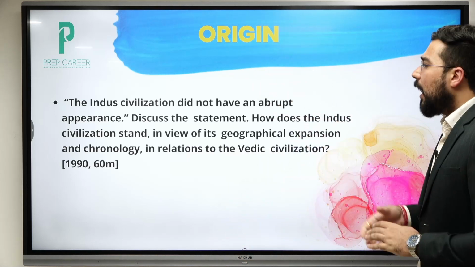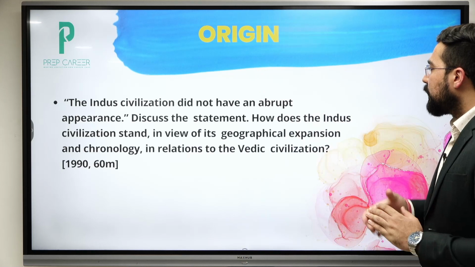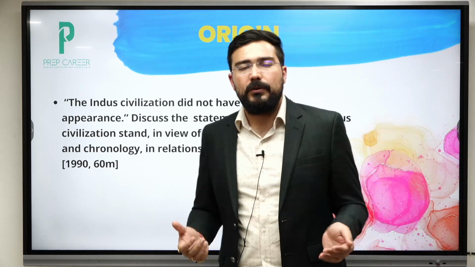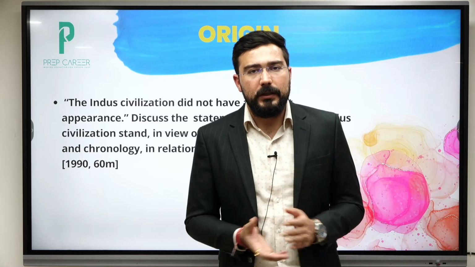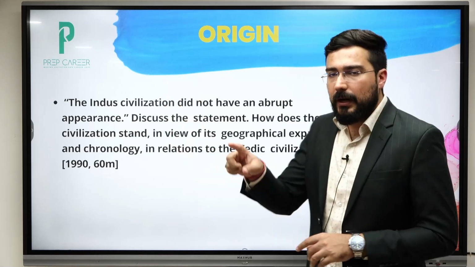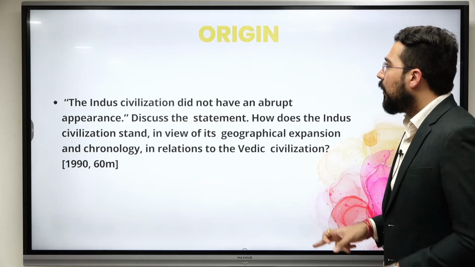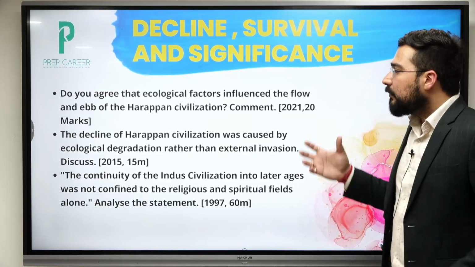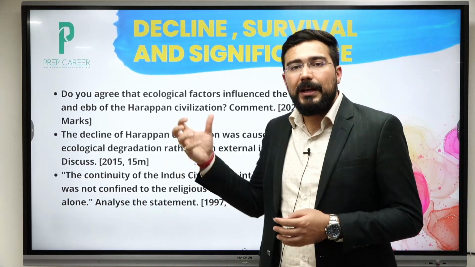Now let us see how does the Indus Valley stand in view of its geographical expansion chronology in relation to Vedic civilization. So all of us know कि भाई इन दोनों को compare करने में काफी question आते हैं, ठीक है? So you need to do this, make a map, and on the basis of this just show the areas which are under their control. All right. Next we can see decline, survival, and significance. So 15, 21, same type of question came.